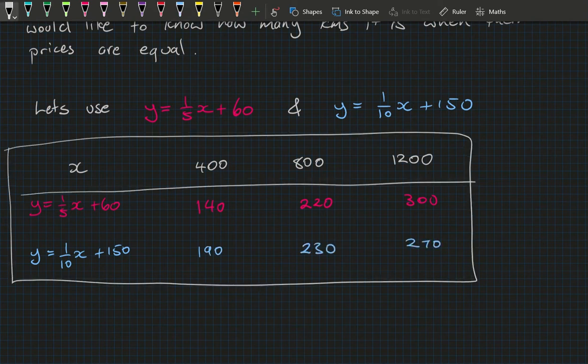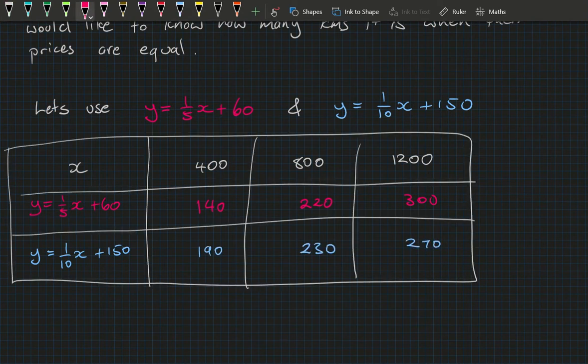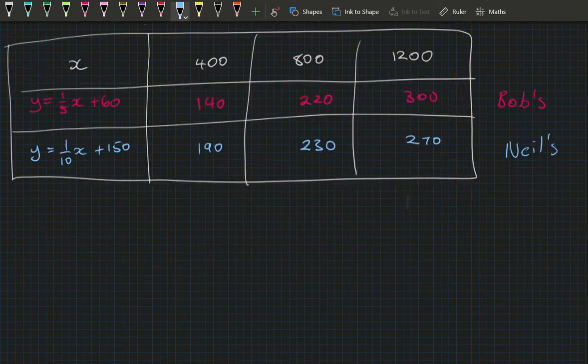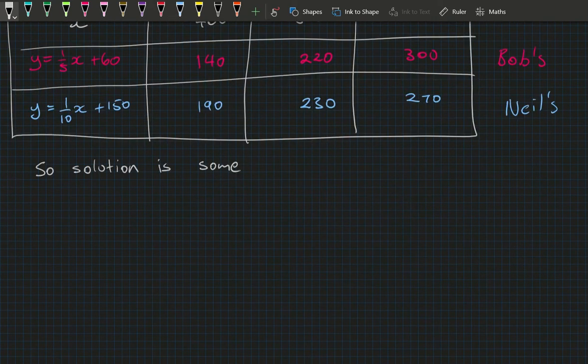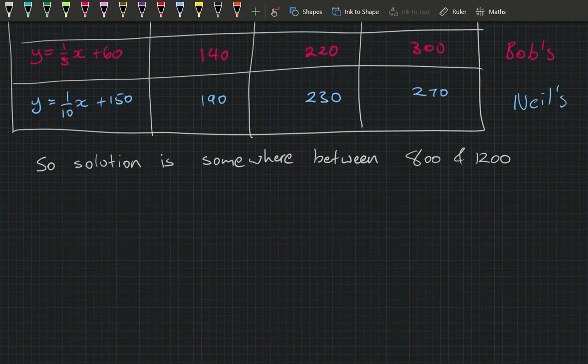And let's close this off so it looks like a table. So when it's 800 kilometres, we can see the price is better for Bob's. And when it's 1200 kilometres, we can see the price is better for Neil's. So the solution must be somewhere between 800 and 1200, which will be a little bit easier to see on a graph.